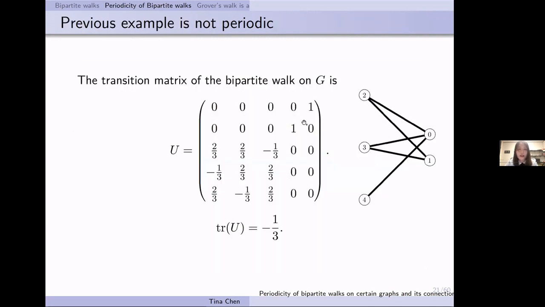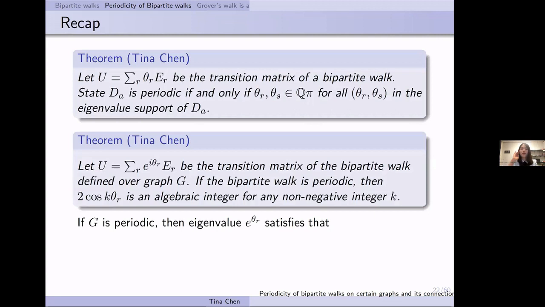And here is the transition matrix of the bipartite walk I just showed you before. You can see this walk cannot be periodic because the trace of this U is minus 1 over 3. So it's not an integer, so it cannot be periodic.